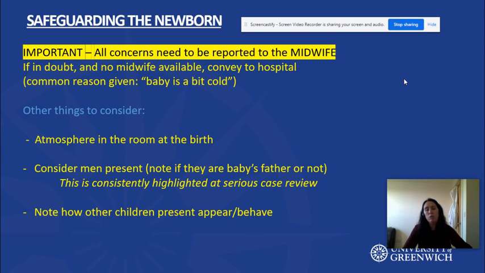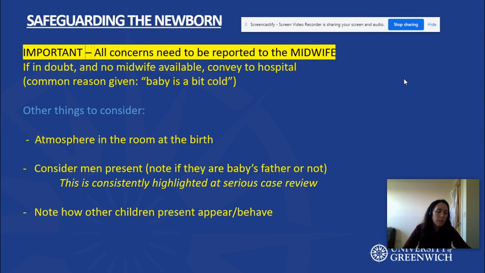Anyway, general things to think about when you're thinking about safeguarding. The atmosphere in the room at birth. Is everyone super tense? Is there a kind of chilling atmosphere? You can get vibes from the room. Is this baby really welcome? Are people happy to see it? Or already within the first few seconds of its life, is it not wanted? Just think about those kinds of things.